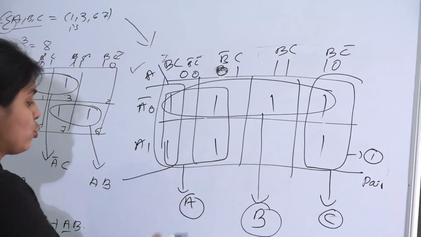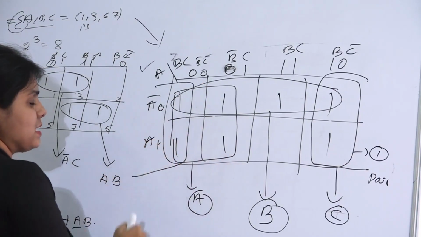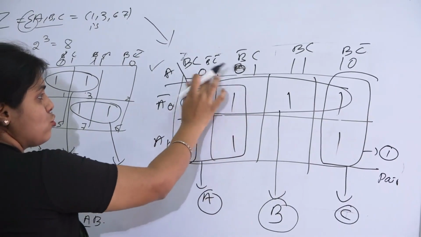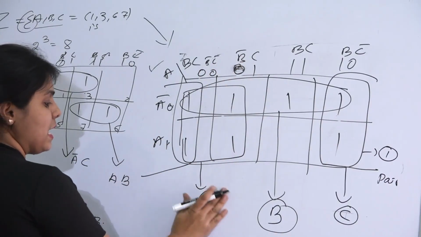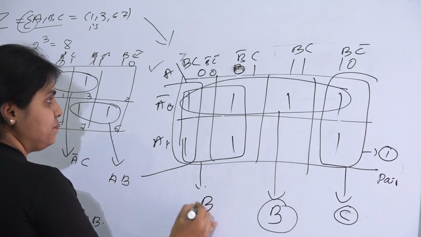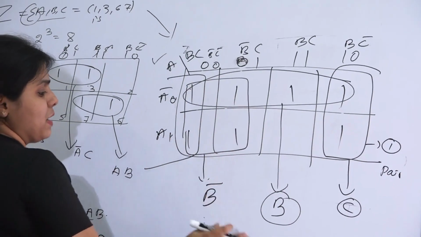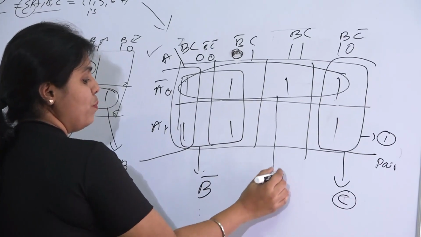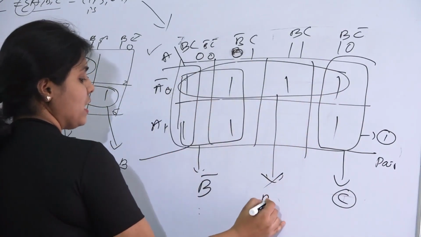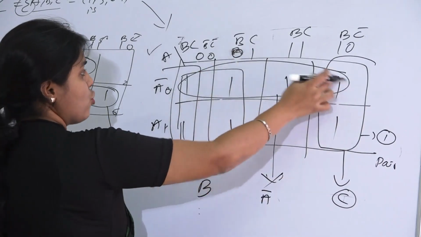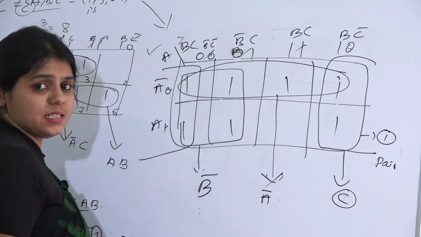Now group A. Group A is covering these two rows. A and A bar gets cancelled, and I have these two columns wherein C and C bar gets cancelled. So the answer of group A is B. Sorry, B bar. The answer of group A is B bar. Now when you look into this group B, this is covering this single row, so I have to take A bar. This is covering these 4 columns where 0, 0, 1, 1, 0, 1, 1, 0 gets cancelled. So the answer is A bar.